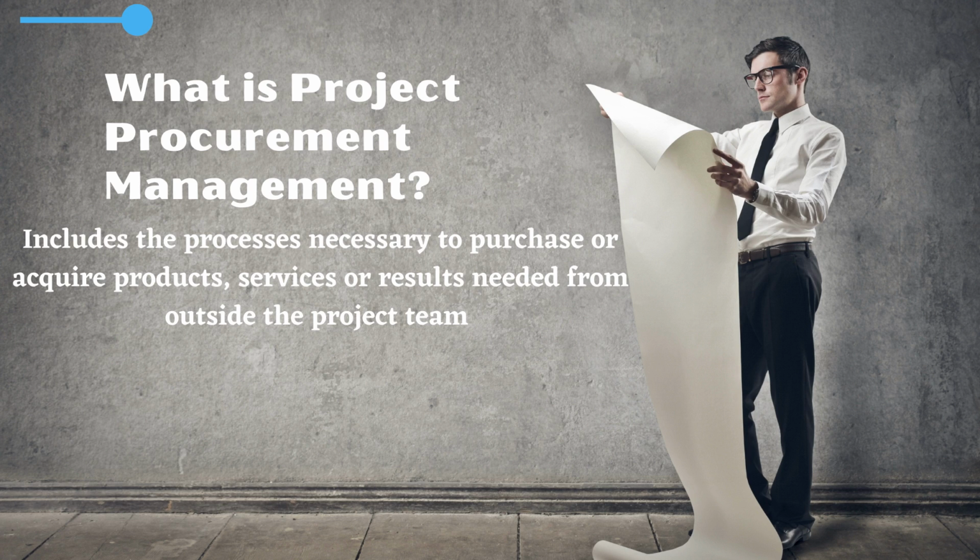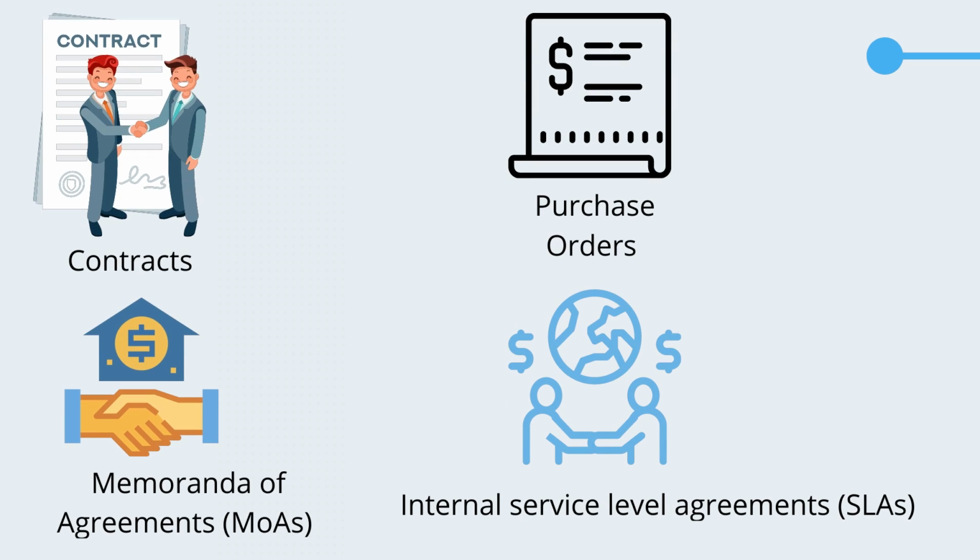What is project procurement management? According to the definition outlined by PMBOK, project procurement management includes the processes necessary to purchase or acquire products, services, or results needed from outside the project team. It includes the management and control processes required to develop and administer agreements such as contracts, purchase orders, memoranda of agreements, or internal service level agreements.